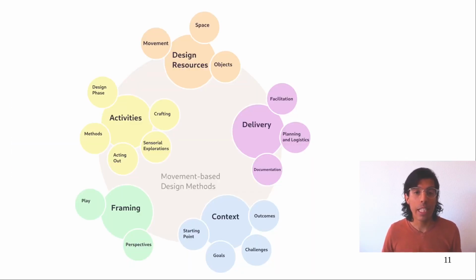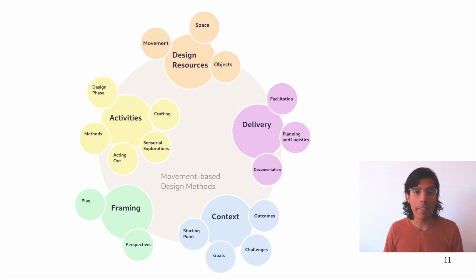After several rounds of analysis, we obtained 17 categories that encompassed the significant characteristics of our corpus and arranged them into 5 main groups: design resources, activities, delivery, framing, and context. I'm showing on the screen the diagram that works as an overview of the groups, categories, and subcategories we found. Each group consists of a big circle with its title, accompanied by smaller circles with the title of its categories. For instance, at the top, we have the design resources group with the movement, space, and object categories. This group is the focus of the paper.